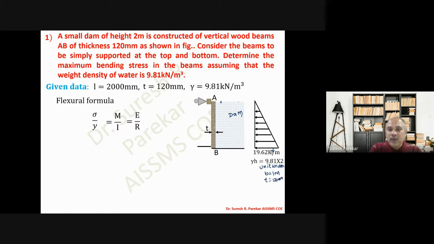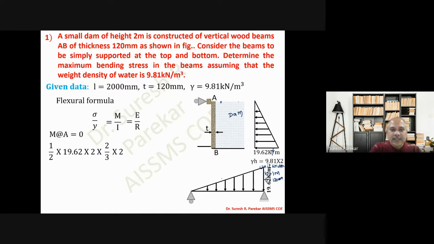So now, knowing this, we will consider it as a beam with intensity 0 on one side and 19.62 on the other side, and then we will find the maximum bending moment in this. So we will first find the value of RA. We have taken this as point A, this as point B, and we are taking moment about A. So we have this as RB, and this we have RA.